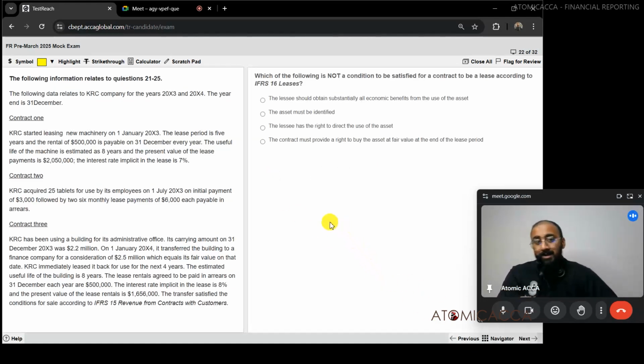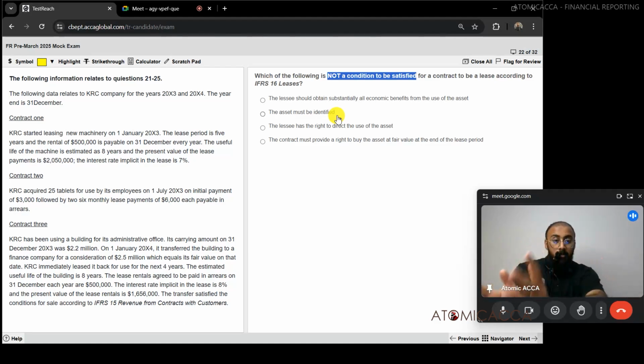Which of the following is not a condition to be satisfied for a contract to be lease according to IFRS 16? They're telling not a condition to be satisfied. So most of this will be a condition. Number 1, lessee should obtain substantially all economic benefits from the use of asset, which means they need to get the control over that. Correct. Asset must be identified. Yes, it should not be something random, or something that the lessor can easily replace. Rather, it should be an identified asset. This is what I am giving to you. So second one is also correct. Lessee has the right to direct the use of the asset. Yes, they need to have the control over that. With elimination method, 1, 2, 3 is out, which means fourth one will be the answer.